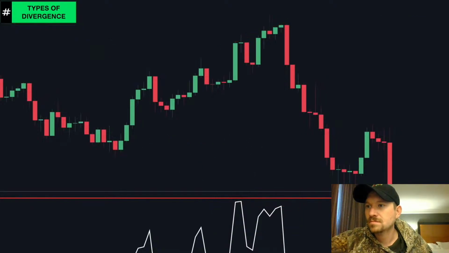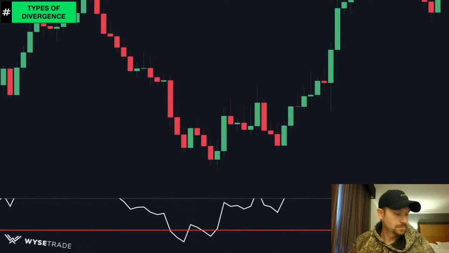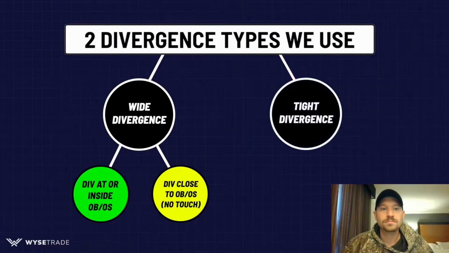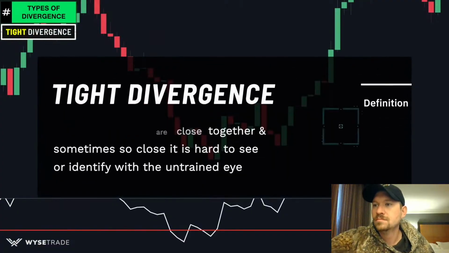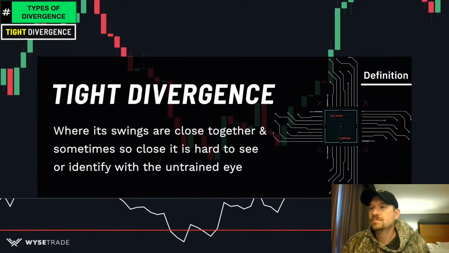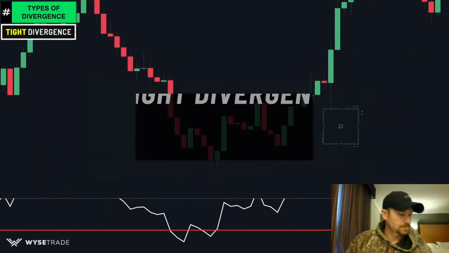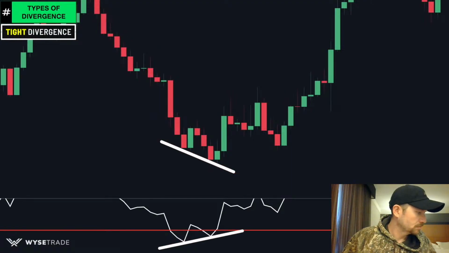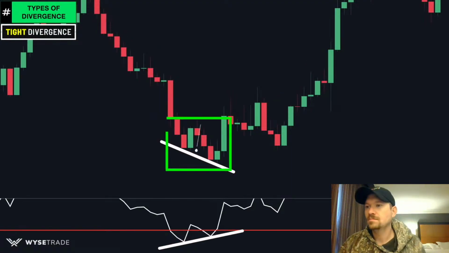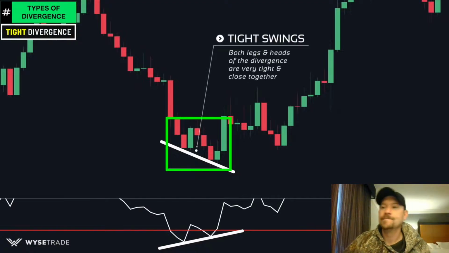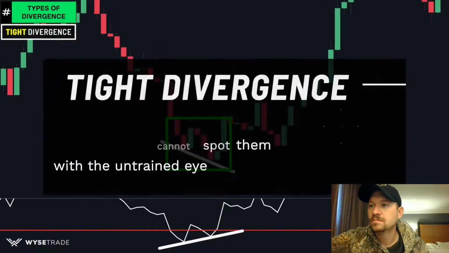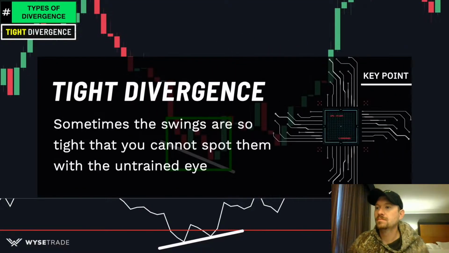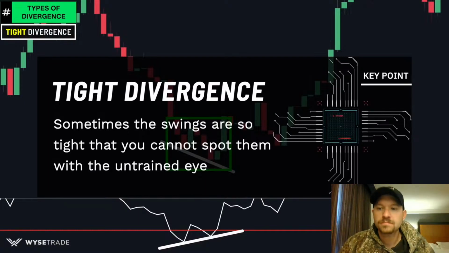So, moving on to the second type of divergence, which is tight divergence. Which is exactly that. It's divergence where the swings are tight or very close together. Here's your downtrend. We had our divergence before the reversal occurred. But notice how the swings are very tight, hence the name tight divergence. Now, in this example you can still see the swings of price, but sometimes with tight divergence, it isn't as easy to see, especially to the untrained eye.